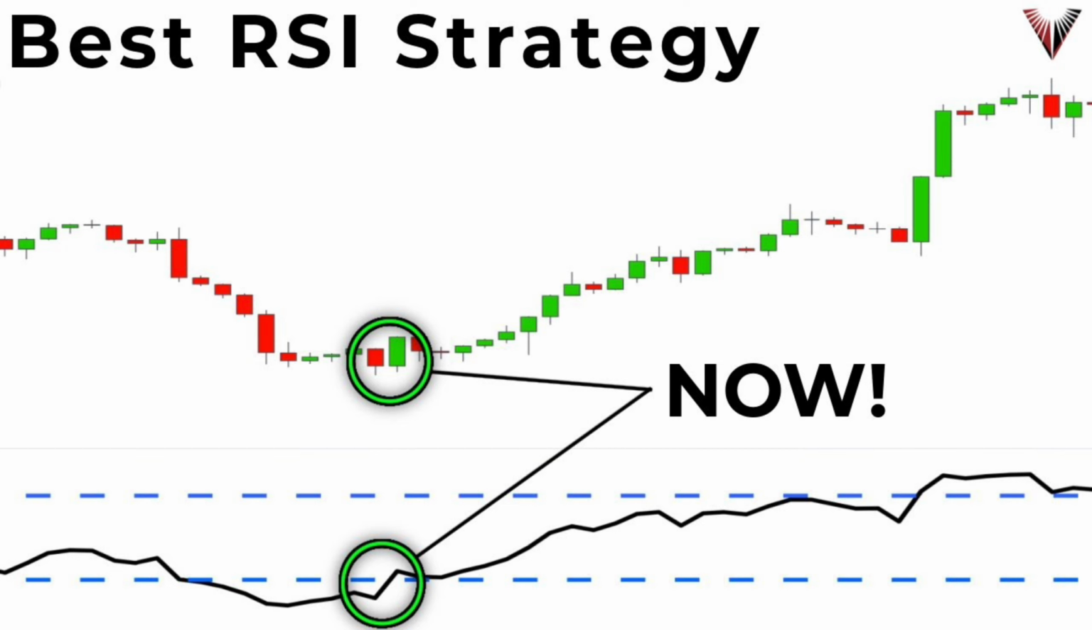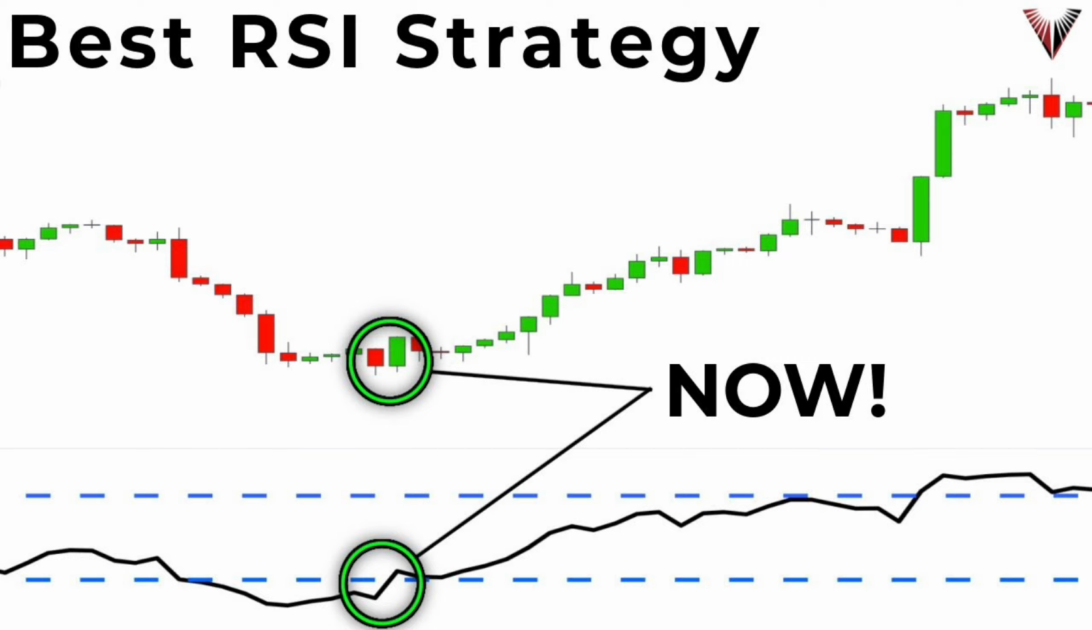Best strategy for using RSI indicator. The Relative Strength Index, RSI, is a momentum oscillator used to identify overbought or oversold conditions. The most effective strategy involves using it in conjunction with trend analysis and confirmation signals.